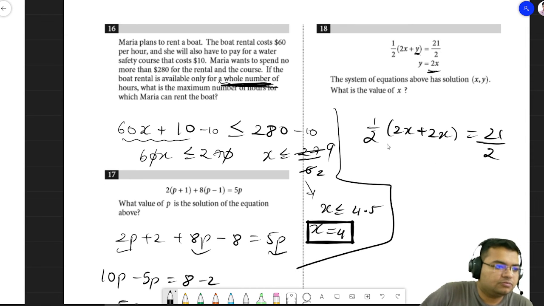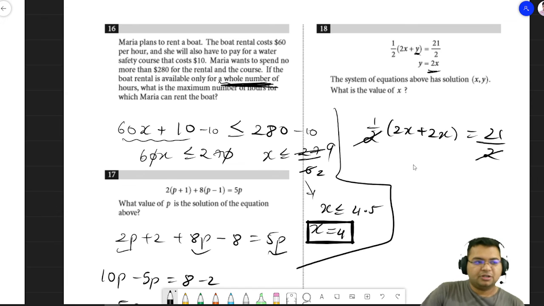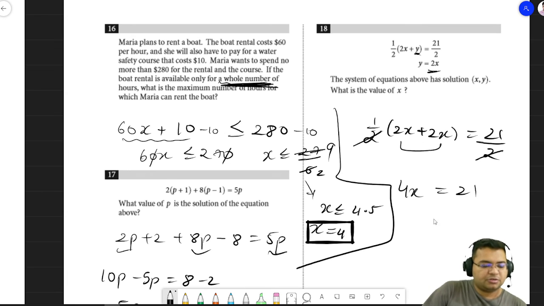Now, basically see, we can cancel this 2 and 2 on both the sides, right? So this will become 4x equals to 21. X will be equals to how much? 21 by 4. 21 over 4. So what is 21 over 4? It will be equals to 5.25. Okay. The value of x is 5.25.